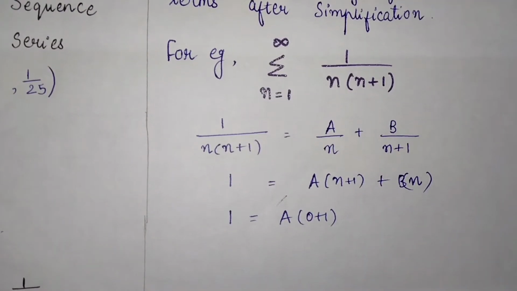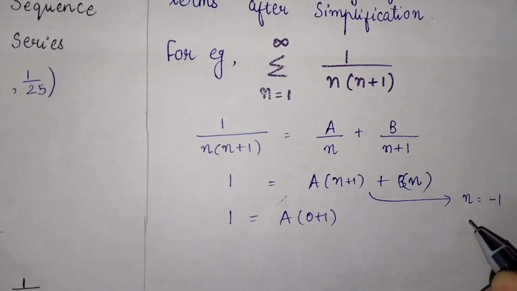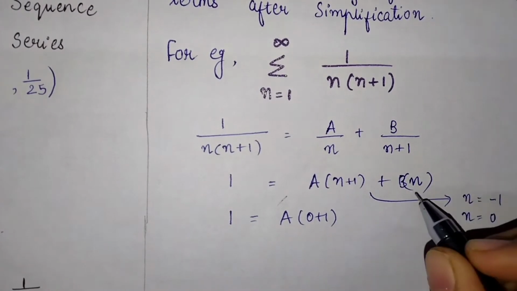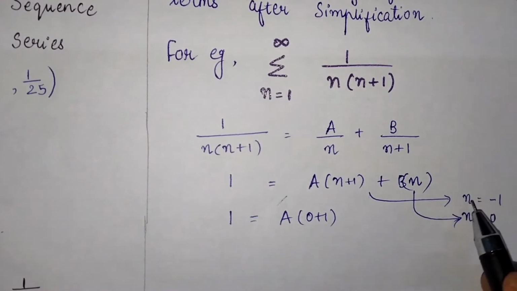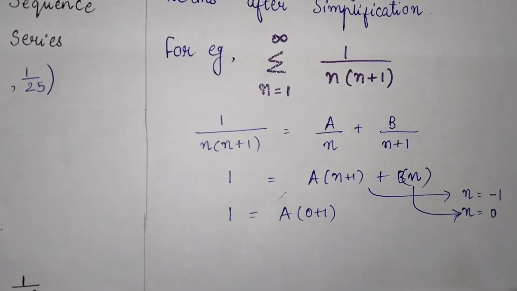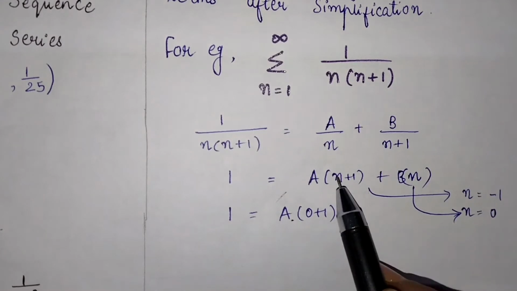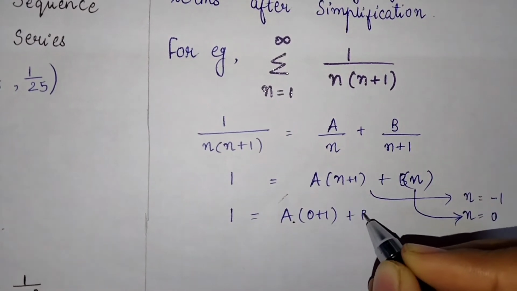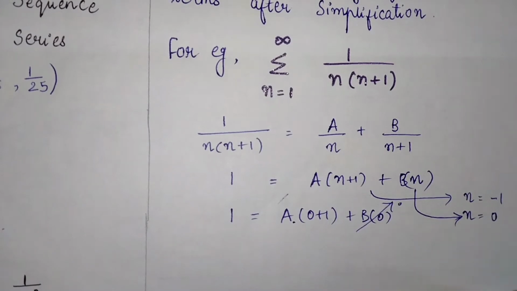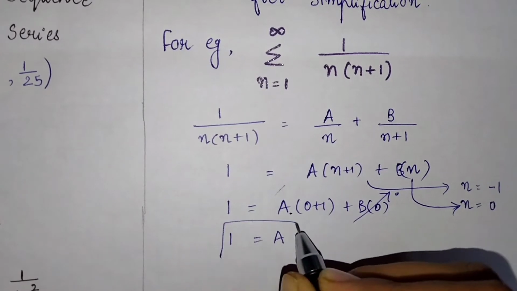But why did we substitute 0? Because from this we get two values of n, that is n equal to minus 1 and n equal to 0. From here we get n equal to 0 and from here we get n equal to minus 1. So let us first put n equal to 0 in this equation. Then I will get 1 is equal to a into 0 plus 1 plus b into 0. Means this whole term is 0. So from this we get a equal to 1.